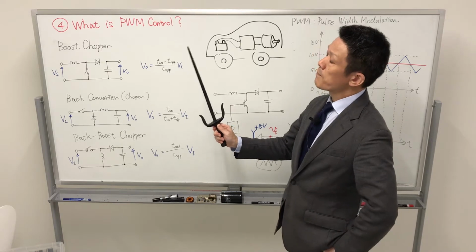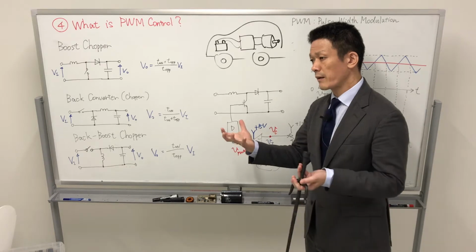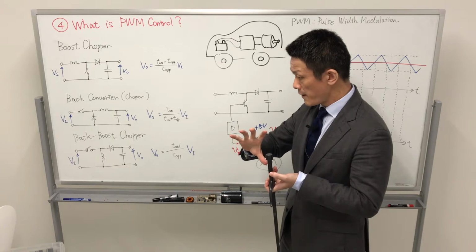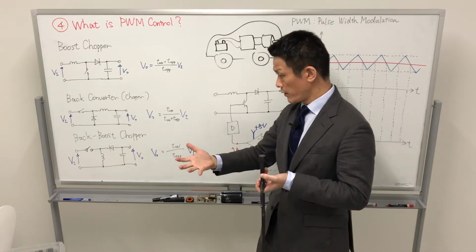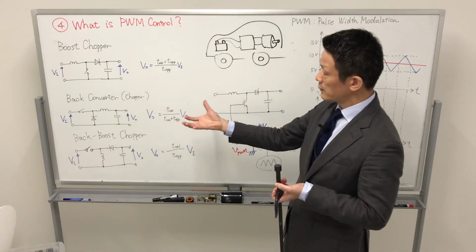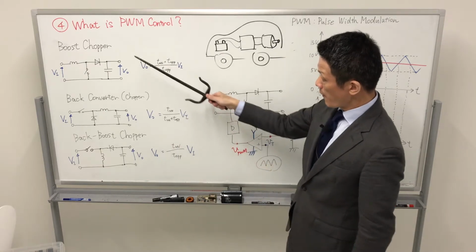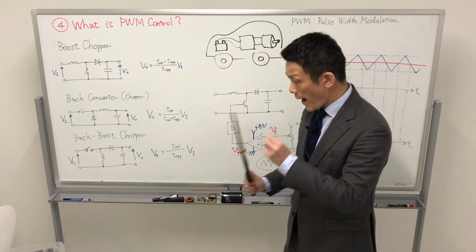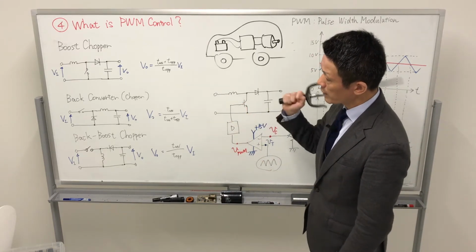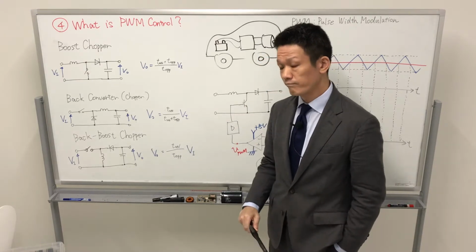The chopper is a very famous power electronics DC converter, translating DC to DC power. That DC converter is roughly divided into three types of non-isolated DC converter: the boost chopper, the buck converter, and the buck-boost converter.